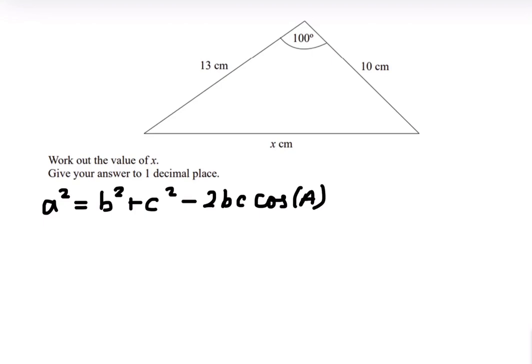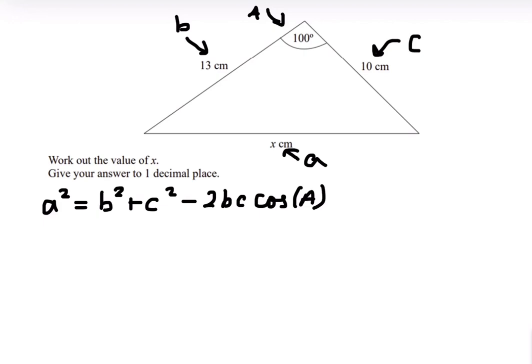So we can label the known angle as capital A, the side opposite it as lowercase a, and then we can choose whether we label the 13 centimetres as B or C. I'm going to label the 13 centimetres as B and the 10 centimetres as C.